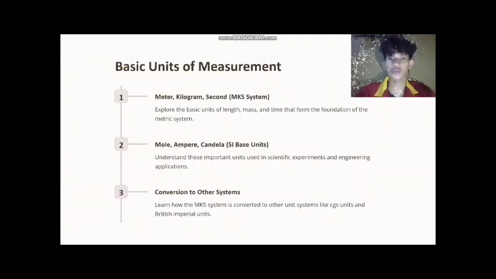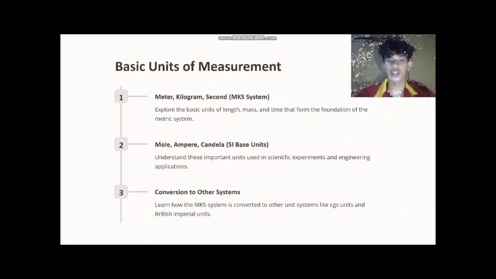Basic units of measurement. Number 1. Meter, kilogram, second. MKS system. Explore the basic units of length, mass, and time that form the foundation of the metric system.